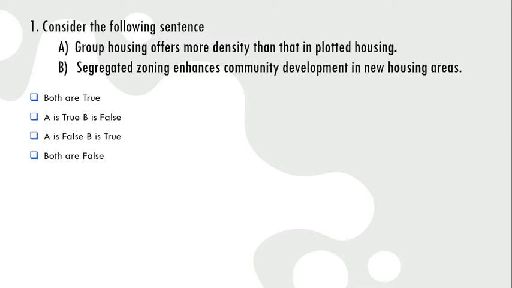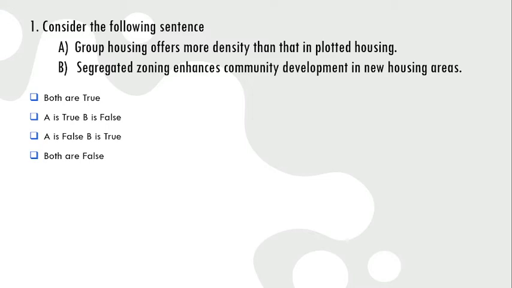So the second statement, if you look at it, segregated zoning actually decreases the community development, because by reducing the amount of spaces available for social interaction, and also the tendency that develops among the citizens living in the different zones, that they don't feel belonging to the different zone again. So that is how it decreases the community development in the new housing areas.